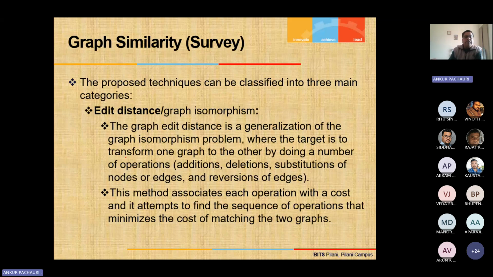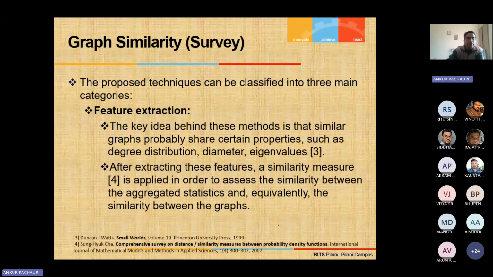Just for the sake of completeness, let me read it. Graph edit distance is a generalization of the graph isomorphism problem where the target is to transform one graph into another by doing a number of operations. Those operations can be the addition, deletion, or substitution of nodes or edges, or reversal of edges. All those operations are allowed, and the number of times we do them is equivalent to the edit distance. This method associates each operation with a cost, and attempts to identify the sequence of operations that minimizes the cost of matching two graphs. So this can also be used for graph matching.